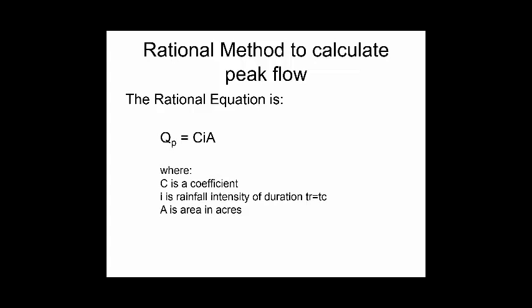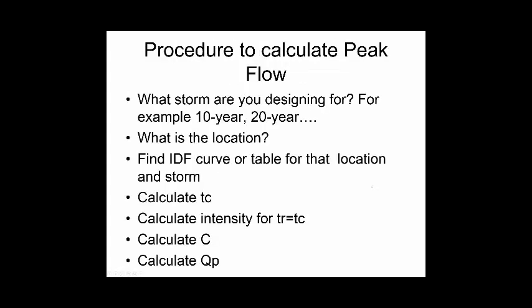And remember, if you are not designing and you just want to calculate the peak flow for a storm, you have to look for a duration of a storm and calculate the intensity. But if it's for design purposes, what we do is set the duration of the storm equal to the time of concentration, and the area is in acres. So in summary, the procedure to calculate that peak flow is: what storm are you designing for? 10-year, 20-year? What is the location?